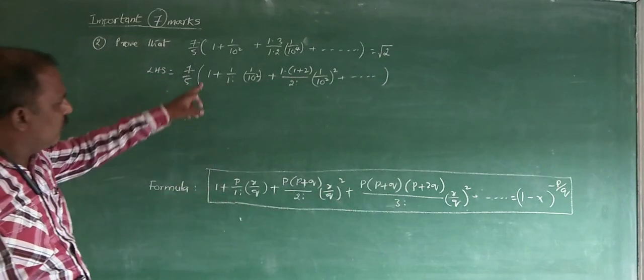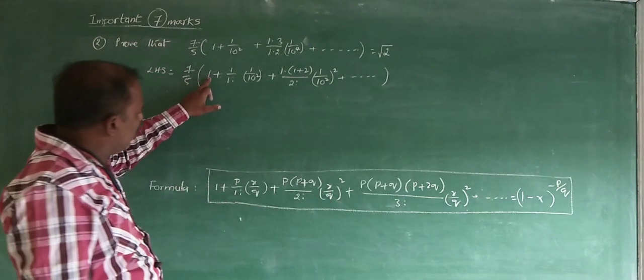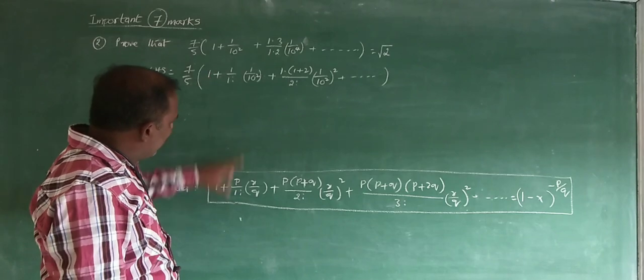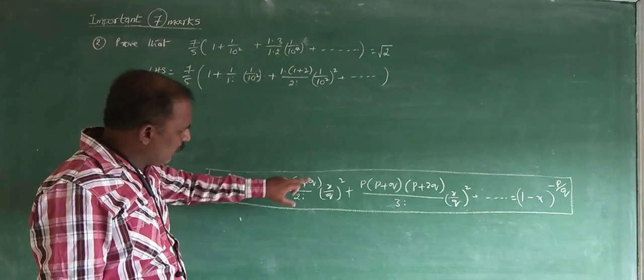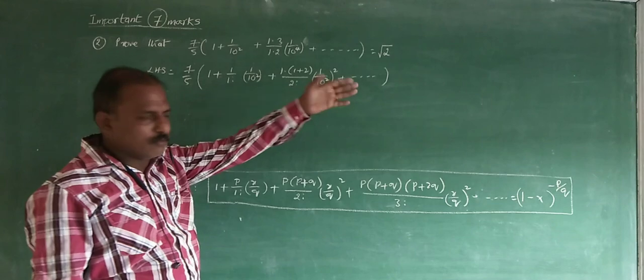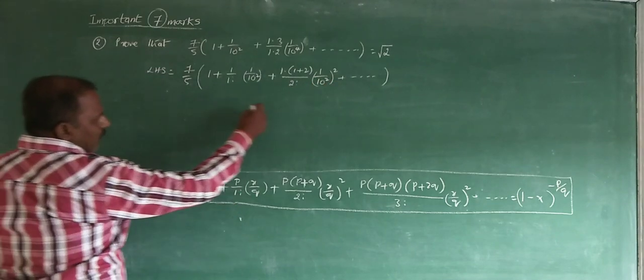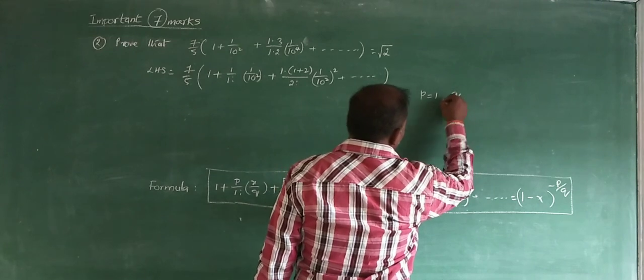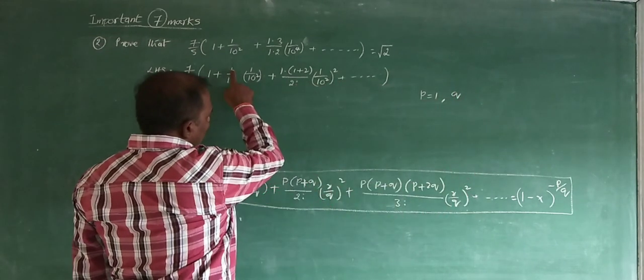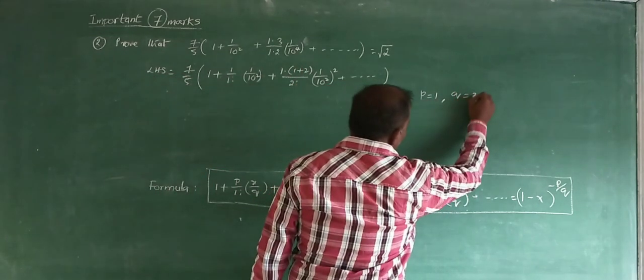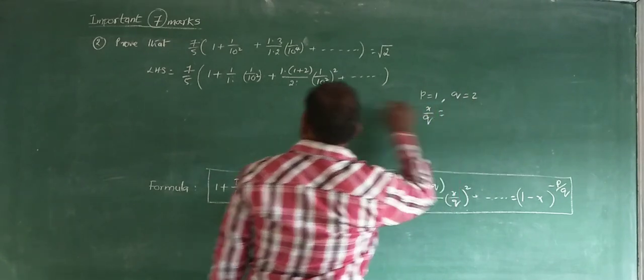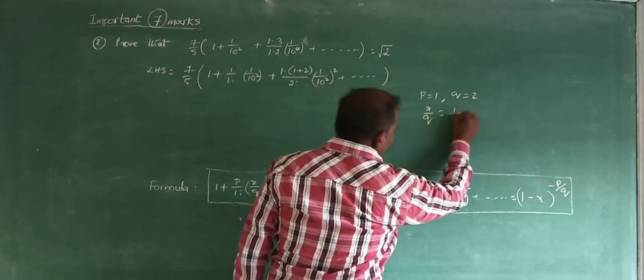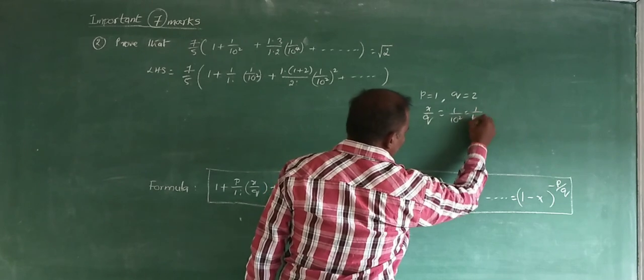It's in the form of 1 plus p by 1 factorial into x by q, p into p plus q by 2 factorial into x by q whole square. So here I can write p as 1, and comparing, you will get p as 1, q as 2, and x by q as 1 by 10 square, nothing but 1 by 100.